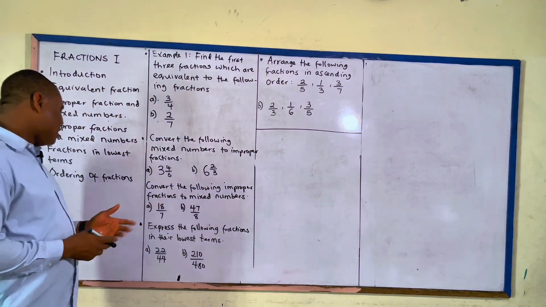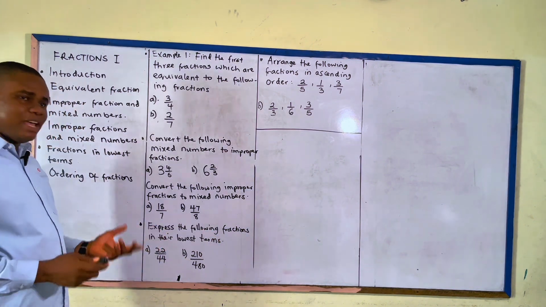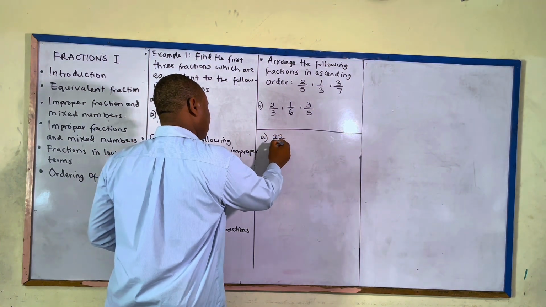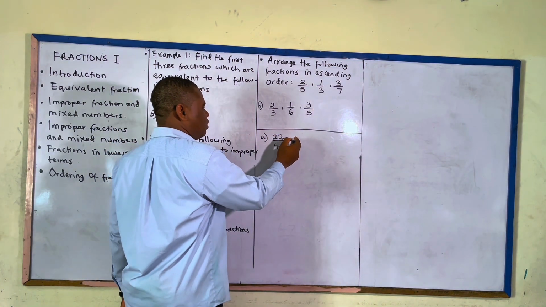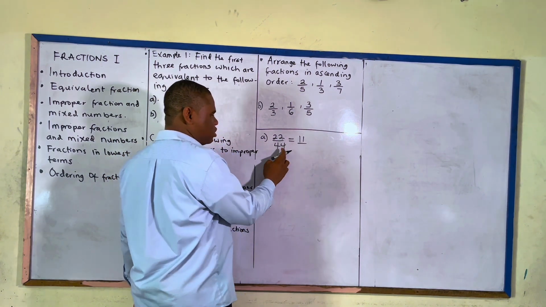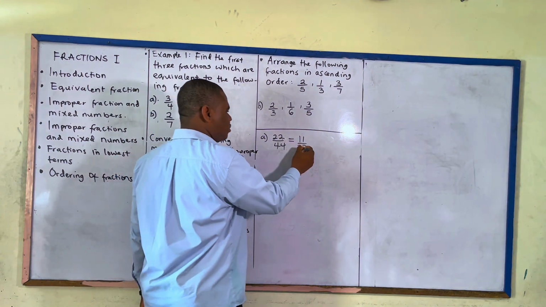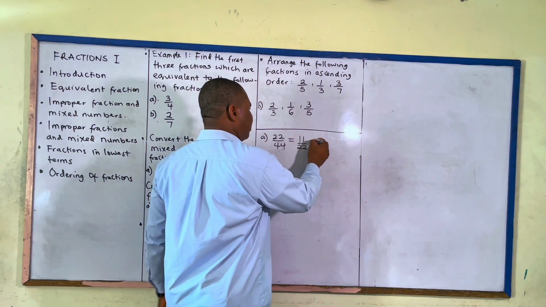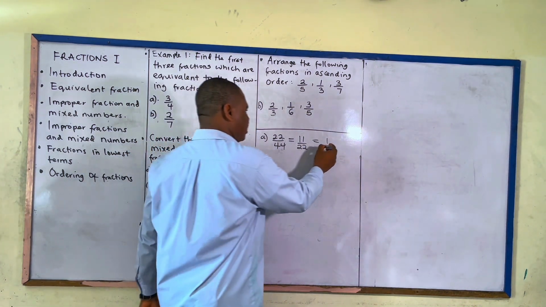All right, let's go to the next example. We have to express the following fractions in their lowest terms. The first one we have is 22 over 44. 2 goes into 22, that is 11. 2 goes into 44, that is 22. Then 11 can also go in here. 11 goes into 11, that's 1, and 11 goes into 22, that is 2.